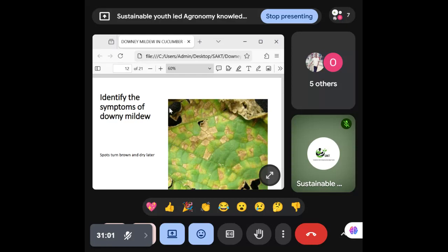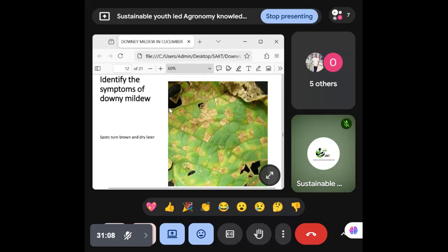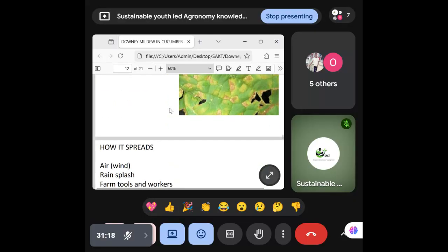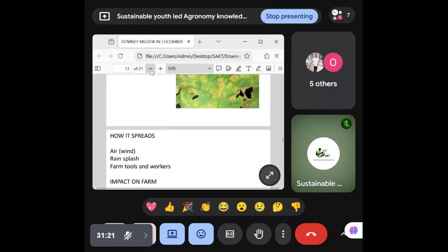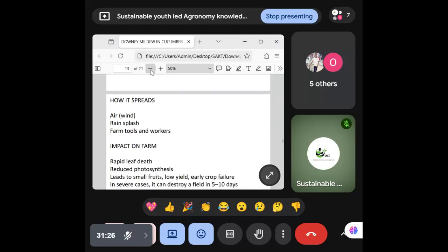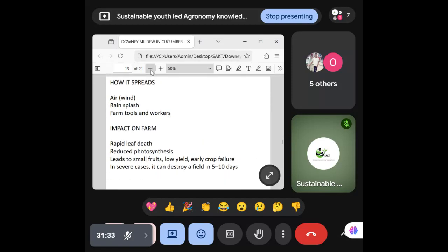In severe cases, the spots turn brown and dry later. Like I said before, the enemy will affect our leaf, and when the effect is serious, your leaf will die. We know what happens when your plant leaf falls off. Imagine all your leaves are falling. Photosynthesis cannot take place, and your plant cannot produce enough food for your fruit. In that situation, your production is already reduced.